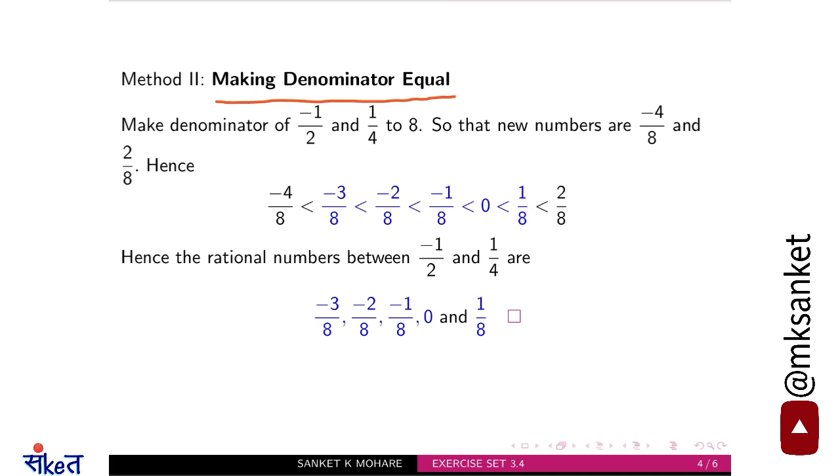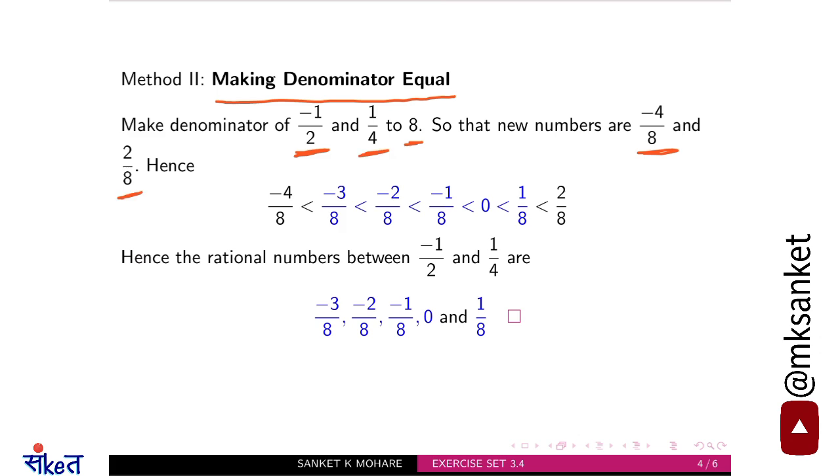Make the denominator of negative 1 by 2 and 1 by 4 equal to 8. After converting these rational numbers with denominator 8, we got new numbers. Multiply this rational number by 4. So we get minus 1 into 4, minus 4, and 2 into 4, 8. So minus 4 by 8. Similarly here, 2 by 8.